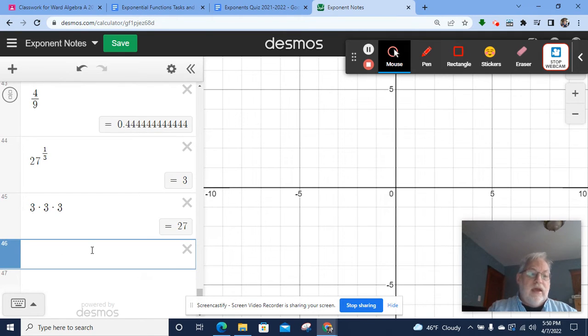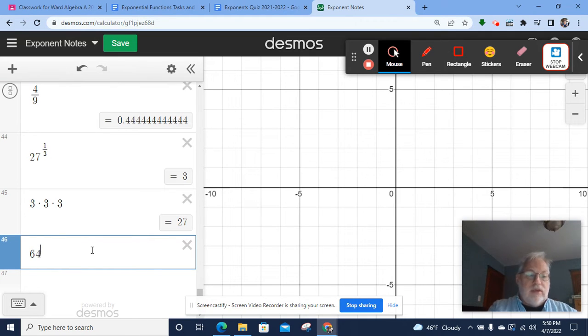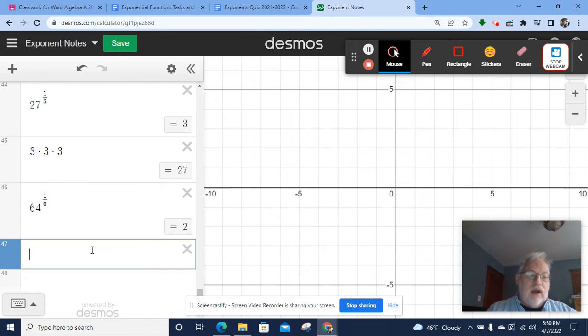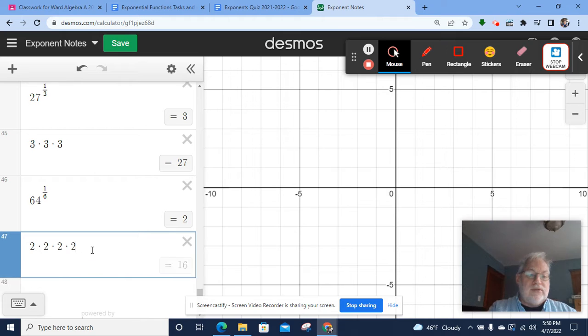Okay. And then I could say 64 to the 1/6 power, and I would get 2. And why would that be so? Well, because 64, if broken up in a timesy sort of way into 6 equal pieces, those 6 equal pieces being factors, they would be 2 times 2 times 2 times 2 times 2 times 2. And there are 6 factors of 2. And since I'm asking for the 1/6 power, I take one of them.